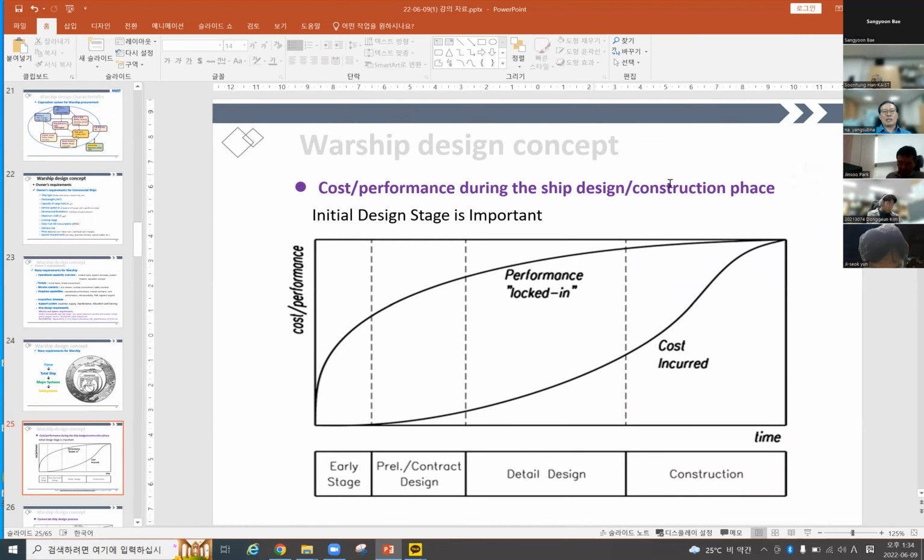And for the warship concept design, we can see on the right-hand side the time, and on the y-axis the cost and the performance. The early stage, the preliminary and contract design cost, is very small, but the performance is very high and flexibility is very high. So from the beginning to the finish of shipbuilding, cost is incurred increasingly quickly and highly, and the performance converges to some level of the requirement.